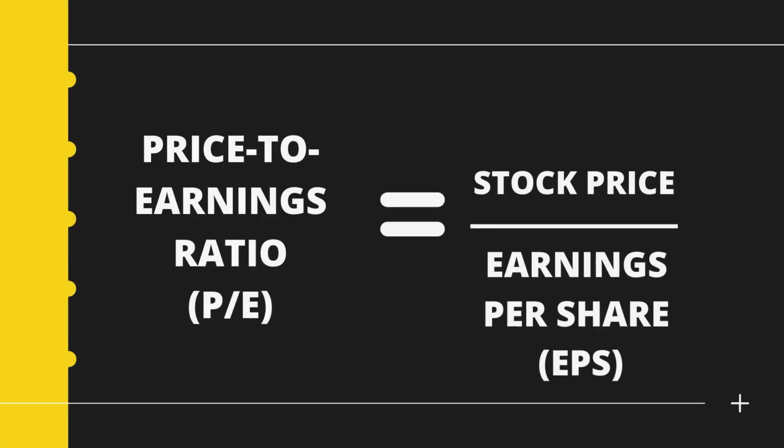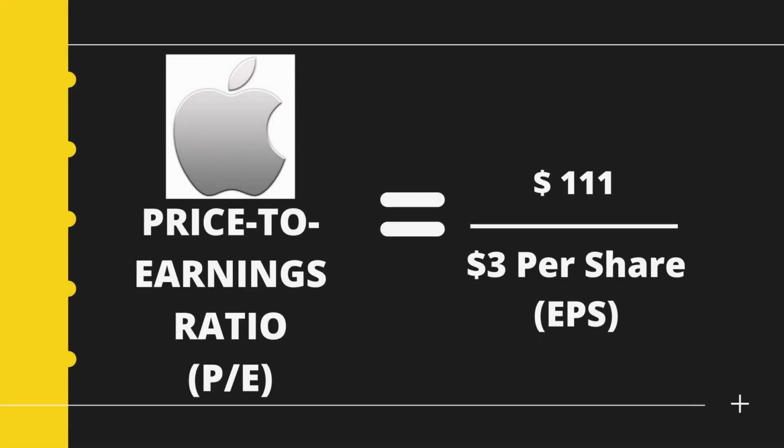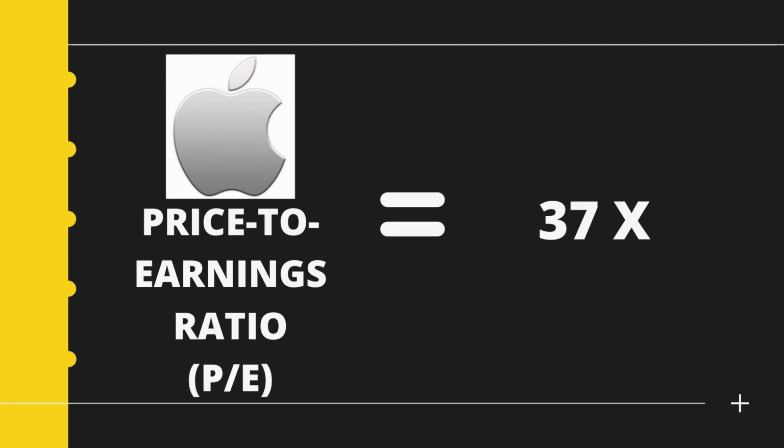Instead, we should look into ratios like the price to earnings ratio to determine if the company is cheap or expensive. The price to earnings ratio, or PE ratio, is calculated using the stock price divided by the earning per share of the stock. It is showing how many times is the stock price compared to the earnings of the company. So again, with Apple, it is trading at $111 per share now, while having an earnings per share of $3 last year. This means that it has a price to earning ratio of 37 times.